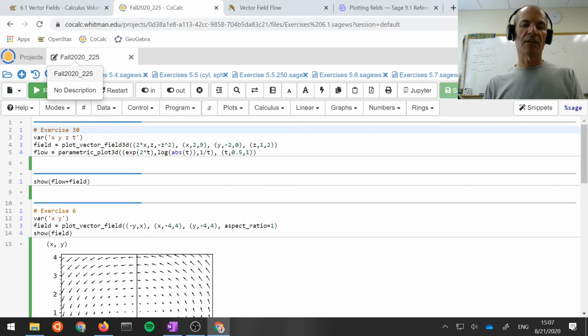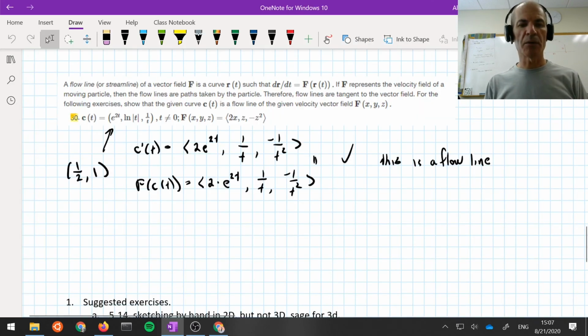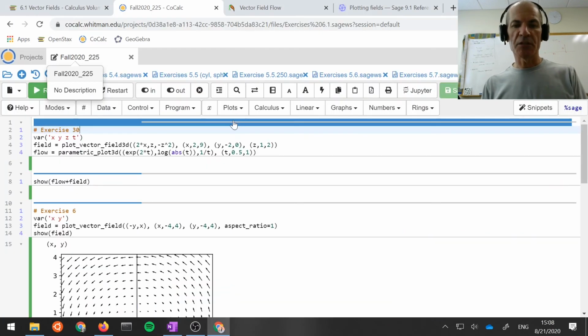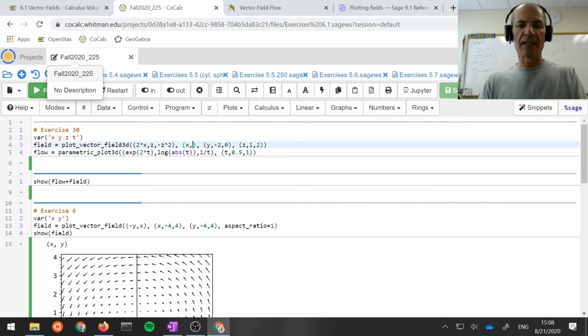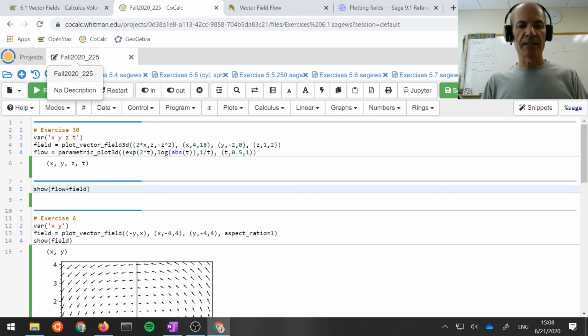So maybe my x range is a little bit off, but the y and z ranges are fine, and I can tweak the x range a little bit here. So this is going to go from, let's say, e to the first, so that's around 2, to e squared, which is around 9. So this is going to go from maybe 4 to 18. So let me tweak this a little bit. We can go maybe 4 to 18, like that. And then here's me plotting the vector field over that range, and then the flow over this range of parameters from 1/2 to 1. And we'll plot them on the same axes. So that means show the flow plus the field.